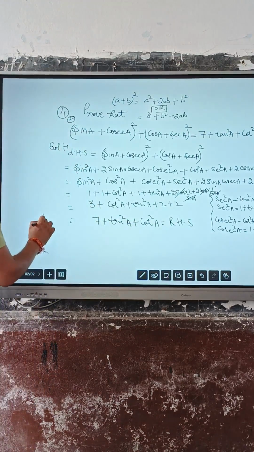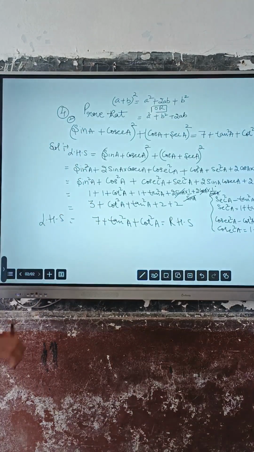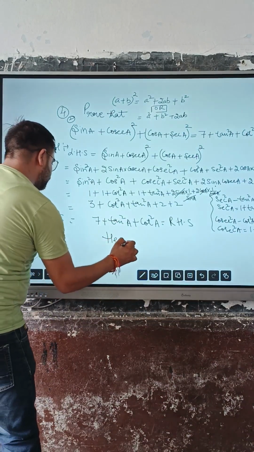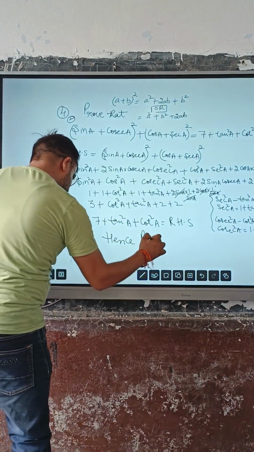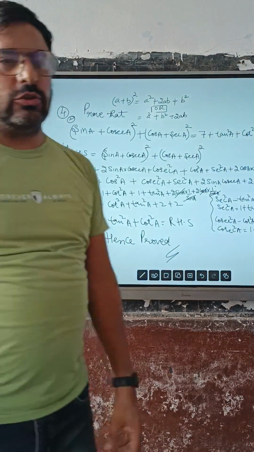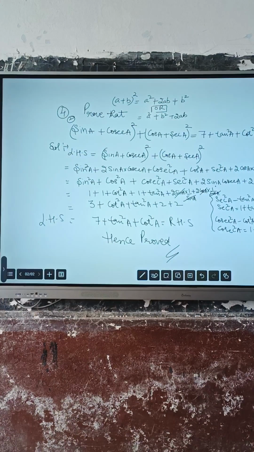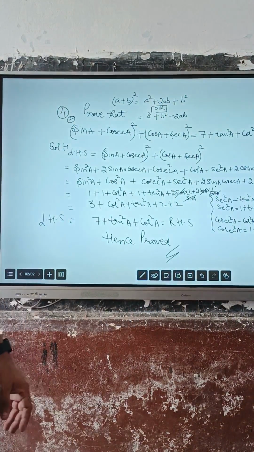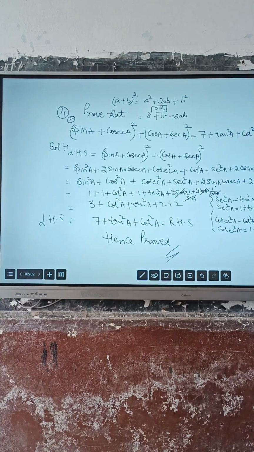So left hand side is equal to right hand side. So that is our proof. So you can write it as hence proved. So this is the second question in which we have to prove (sin A plus cosecant A) whole square plus (cos A plus secant A) whole square is equal to 7 plus tan square plus cot square.